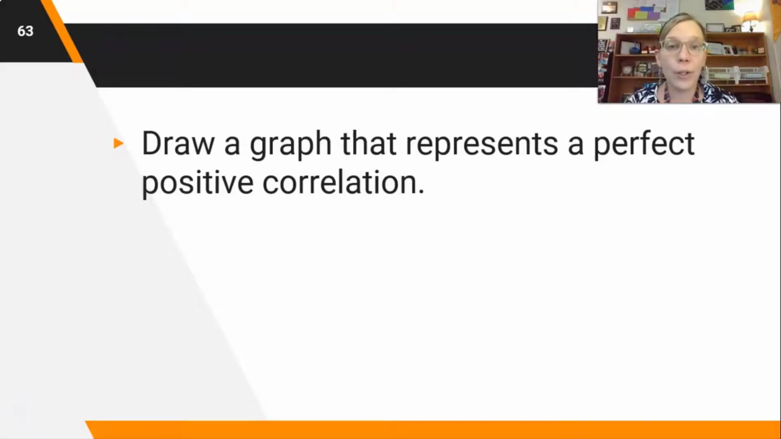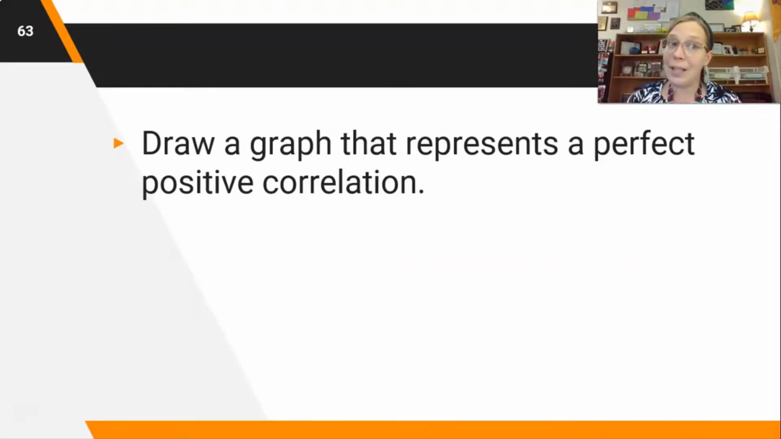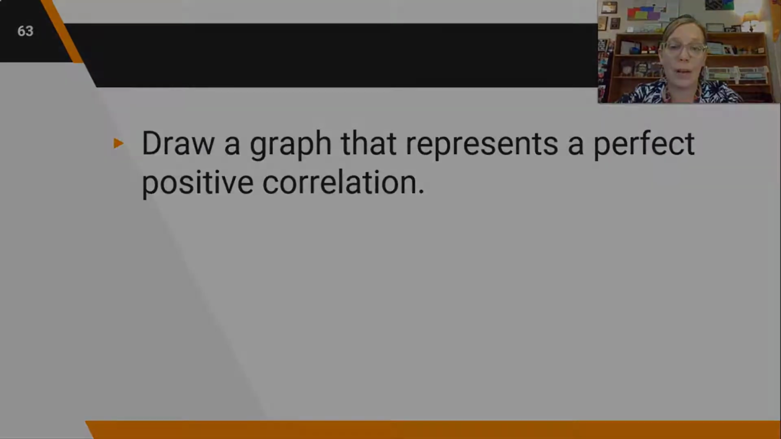Okay, so now I want you to practice this. So in your notes, you should have some scatter plots, and I want you to draw a graph that represents a perfect positive correlation. So think back, what is a positive correlation? And if it's perfect, then that means that it's perfectly balanced. So consider what that might look like. And you can pause the video and draw your graph.